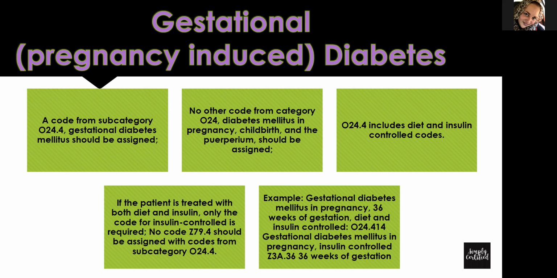So an example would be gestational diabetes in pregnancy, 36 weeks of gestation. It's controlled by diet and insulin, right? So I'm going to assign code O24.414 for gestational diabetes in pregnancy, because this patient's 36 weeks pregnant. It's insulin controlled. And then I'm going to assign the code for the weeks of gestation.